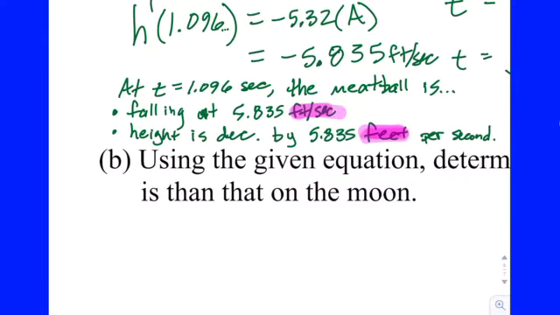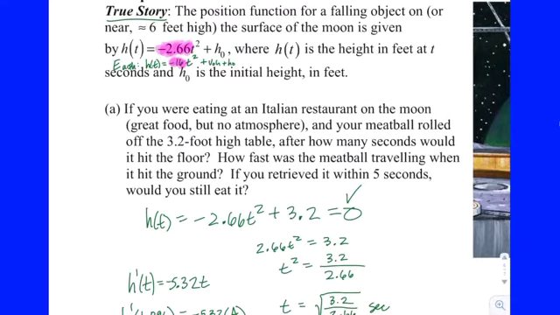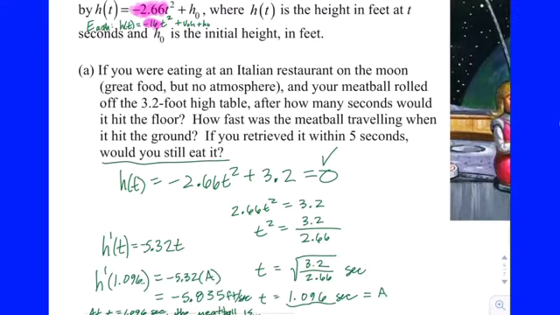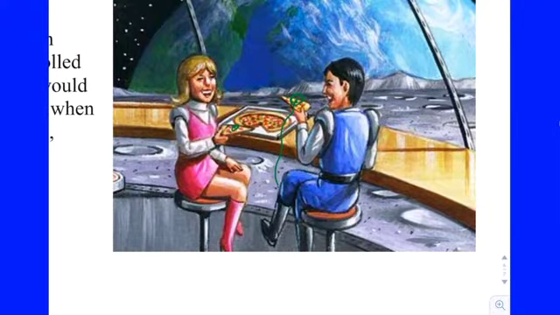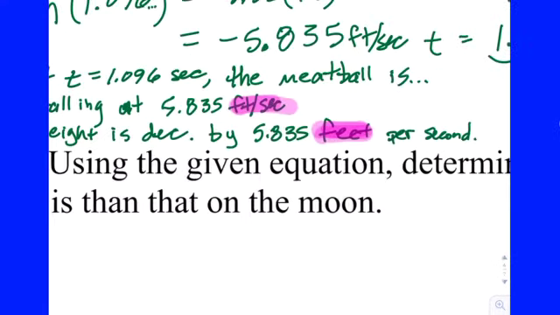All right, so anyway, it hits the ground at 5.835 feet per second. So now the next question is, if you retrieved it within 5 seconds, would you still eat it? I would, right? There's not a lot of food on the moon. You got to eat what you can, right? Does the 5-second rule still apply on the moon? Yeah, I think so. Now, it depends. At 5.83 feet per second, depending on the meatball, it could hit and kind of disintegrate, possibly. Then you got little meatballs everywhere.